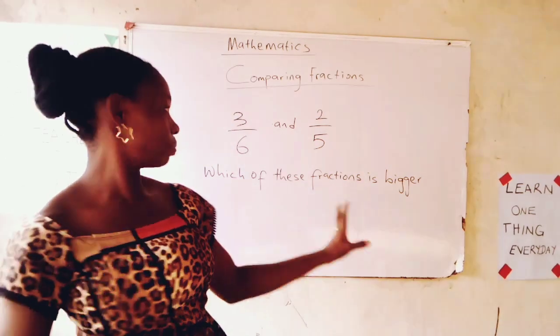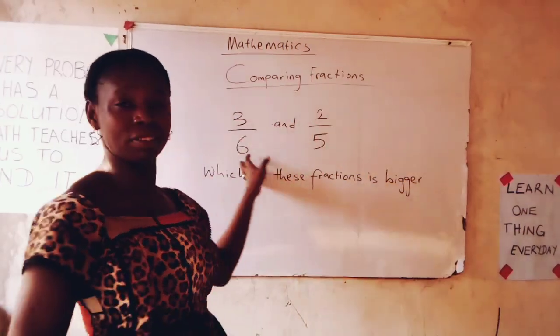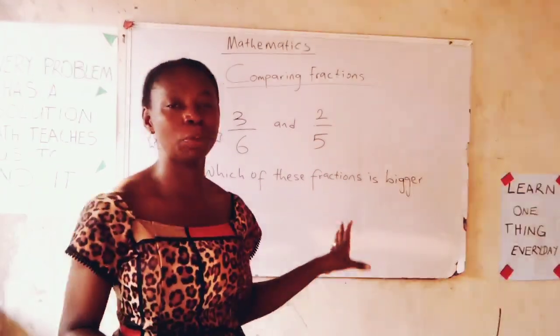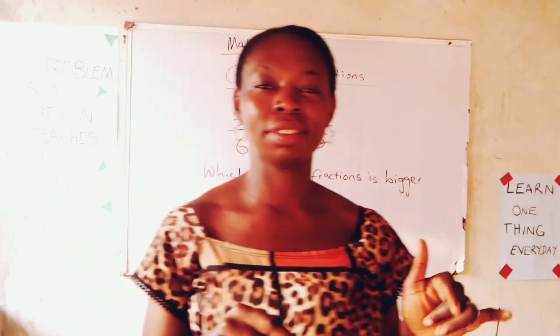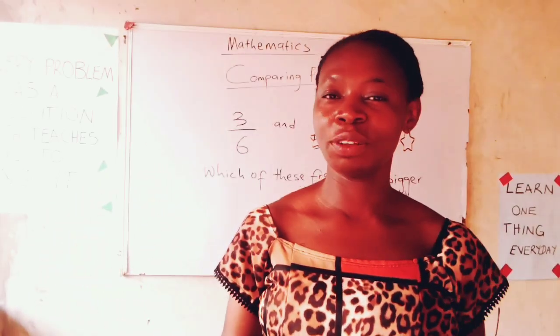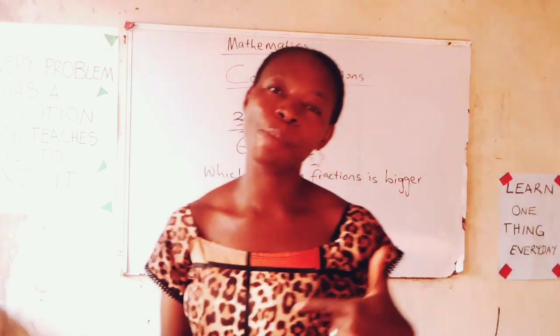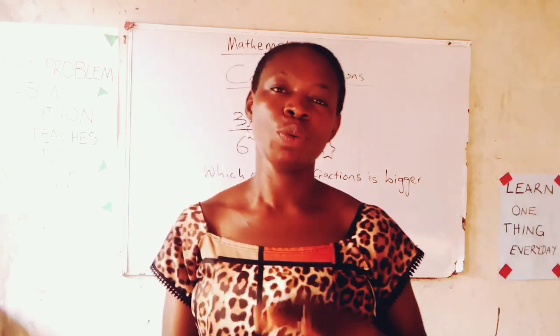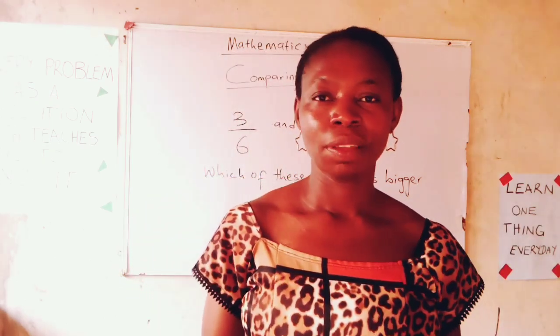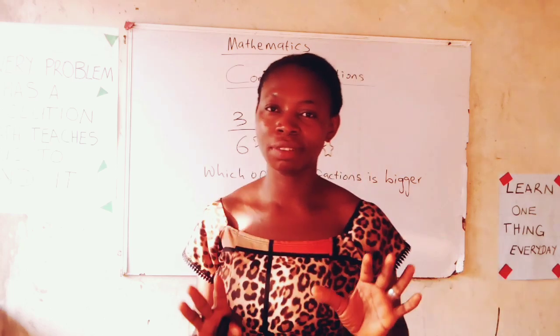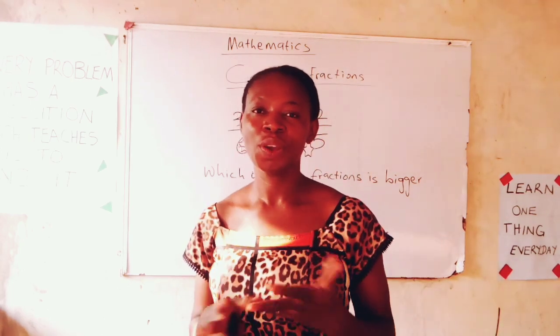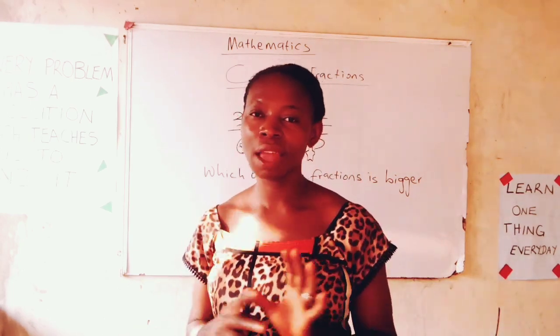Which of these fractions is bigger? 3 over 6 and 2 over 5. Which of them is bigger? Please solve it. Put the answer in the comment section. I want you to practice. If you find any process difficult, pause the video, go back and play the video. You will find that the steps are so easy. After this video, once you have mastered it, you won't find it difficult comparing fractions whatsoever, any fraction at all.